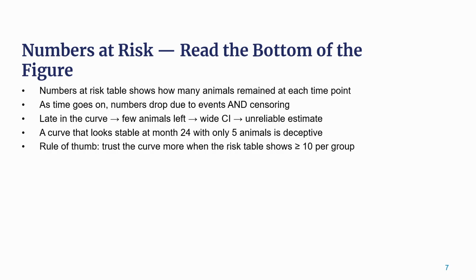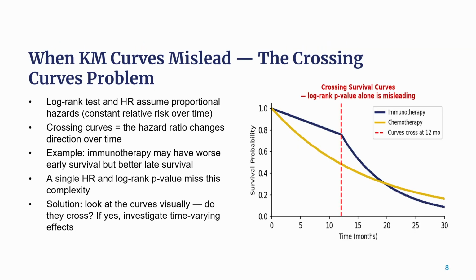The curve is most reliable in the early months when many animals are being observed, and least reliable at the tail end. Some journals now require this table. If you don't see it, it's worth being skeptical about late time interpretations. This is an advanced but important concept, and it's one that catches even experienced readers.